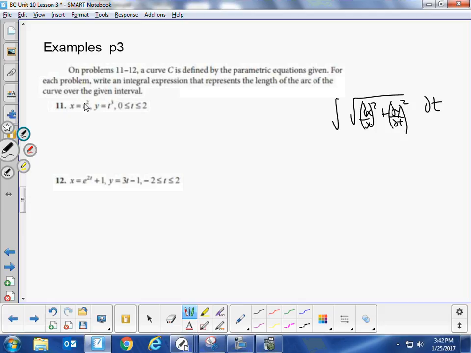Okay? So, here we go. This would just be the integral from 0 to 2 of the square root of dx dt squared, 2t squared, plus dy dt squared, 3t squared, squared, dt. That's it.